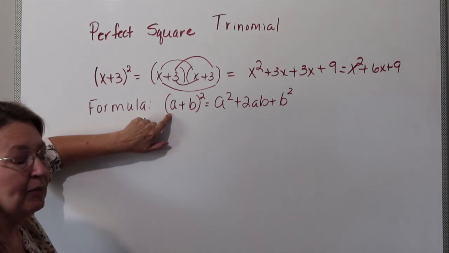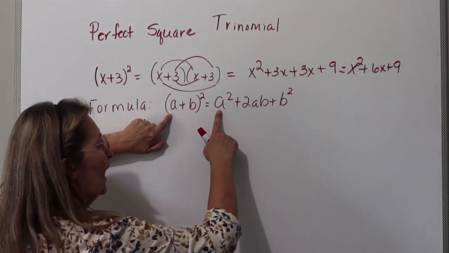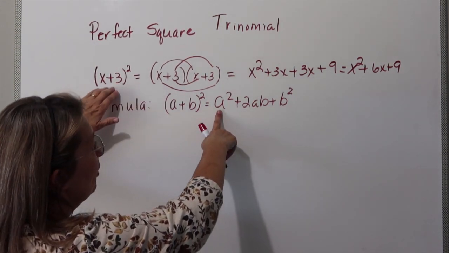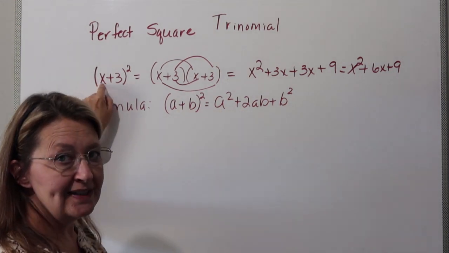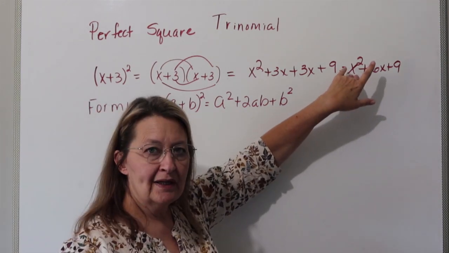So what does that mean? Well, if this number is a, what would a squared look like? Let's relate it to our problem we worked. If this is your a, what's a squared? If a is x, your answer would be x squared.